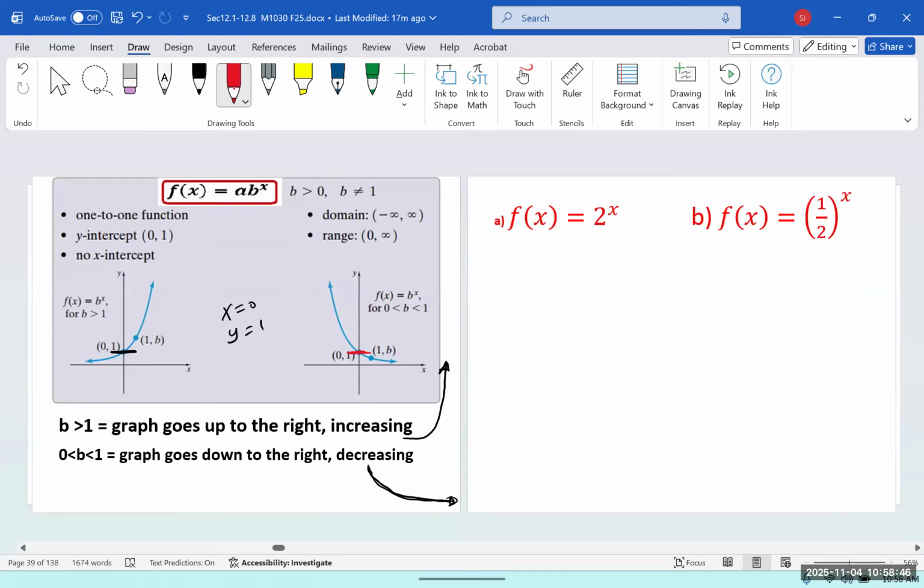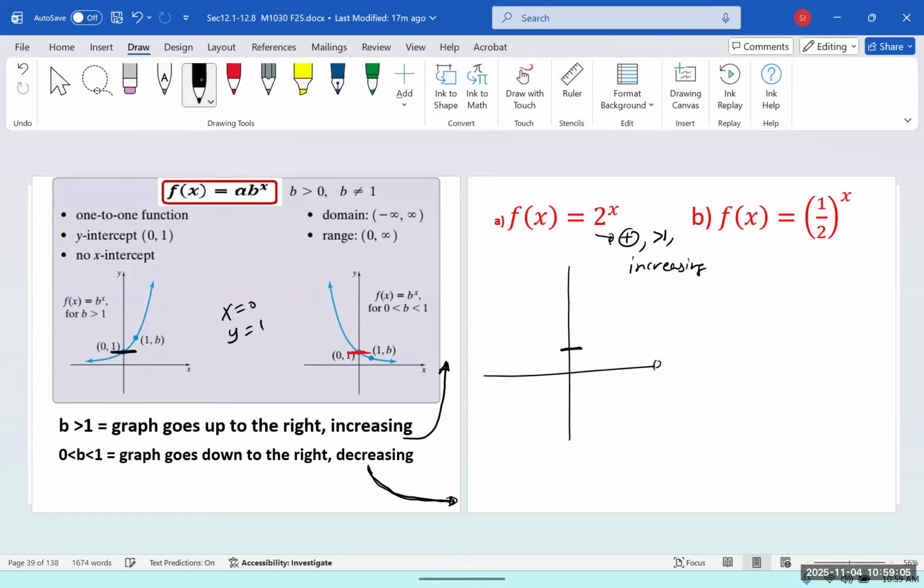Example, 2 to the x. When you have 2 to the x, 2 is a whole number, more than 1. So it will go through the y value 1, and then since it's bigger than 1, it's an increasing function. So you start from the left, you go up by crossing the y-axis through 1. This is your y equals 2 to the x.